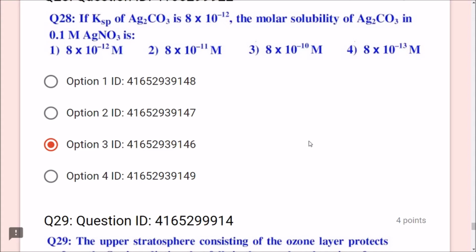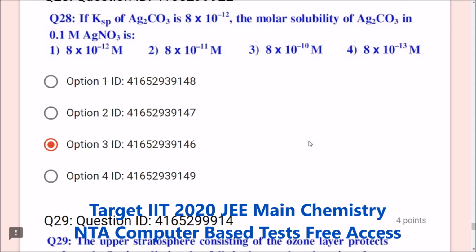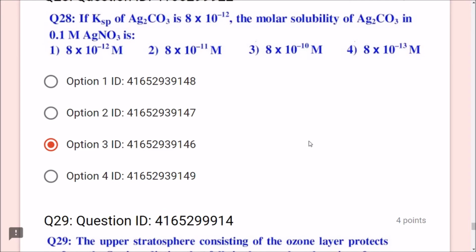What is this? Ksp, as we know, Ksp is equal to silver ion squared times carbonate 2 minus. They have given 8 into 10 to the power minus 12 equal to (0.1 plus 2s) squared into s, which is nothing but s equal to 8 into 10 to the power of minus 10 mole. That is option number 3, the correct option, friends.